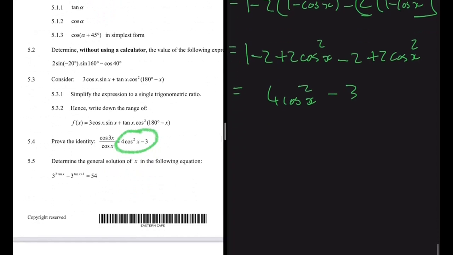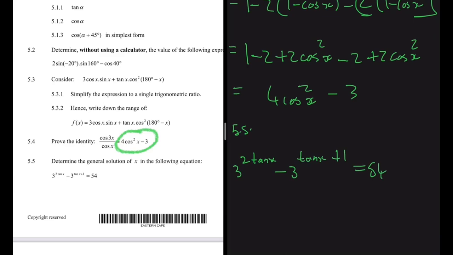Let's move to 5.5. 5.5 says, let's determine the general solution of x in the following equation. Which equation do we have? We have 3 to the 2 tan x minus 3 to the tan x plus 1 being equal to 54.